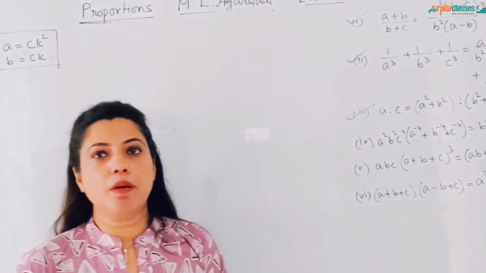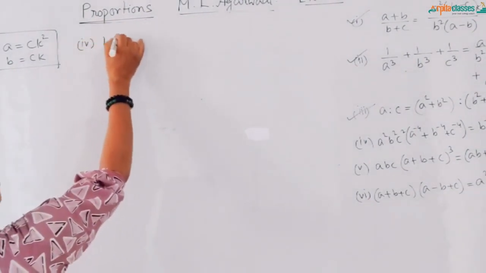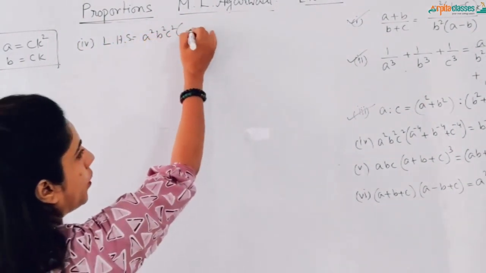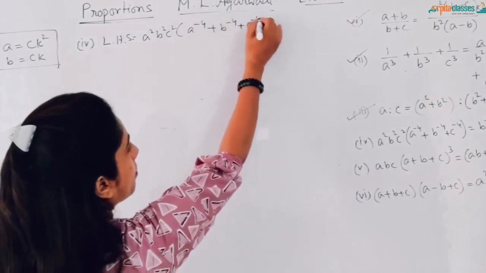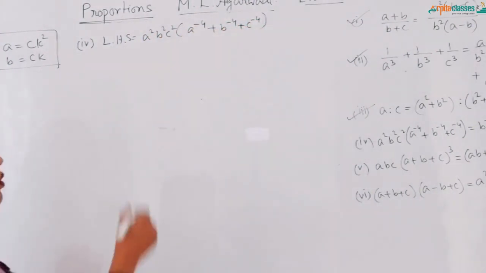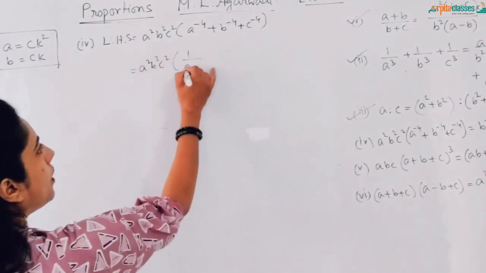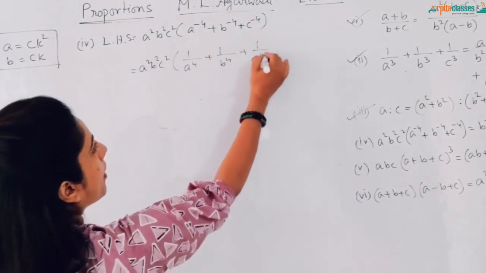Okay, let us start with question number 4 now. The sub question 4, we have in the left hand side a^2 b^2 c^2 whole into a to the power minus 4 plus b to the power minus 4 plus c to the power minus 4. So in the first step I will write 1 upon a to the power 4 plus 1 upon b to the power 4 plus 1 upon c to the power 4.